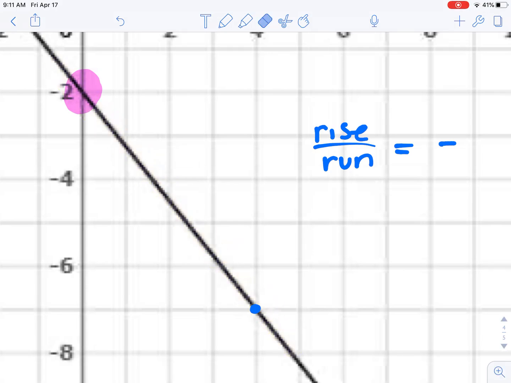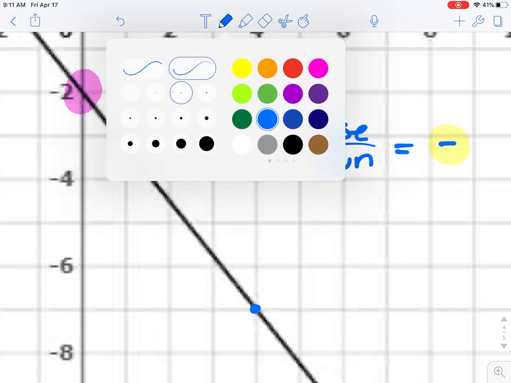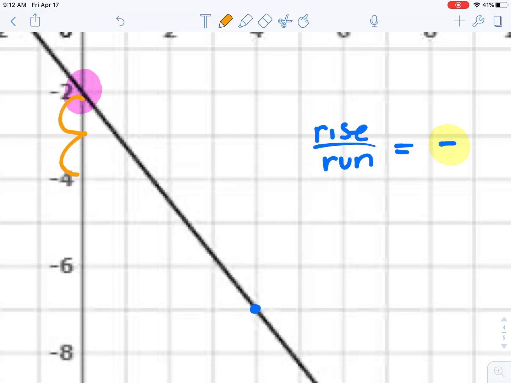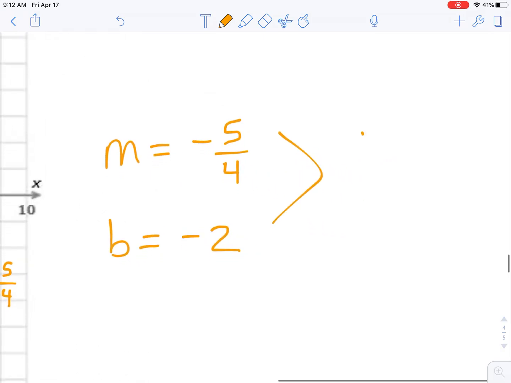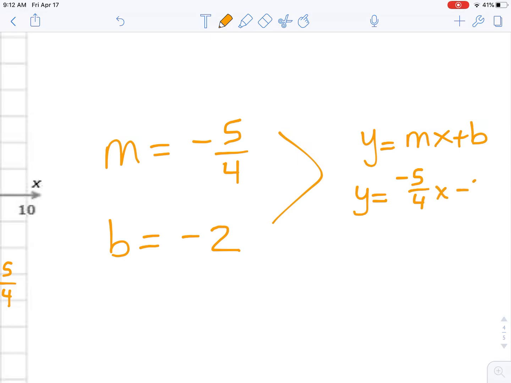Now, I didn't get any negative slope problems till I was pretty far along in the IXL, but be very careful looking for that negative slope. We went down 1, 2, 3, 4, 5, and then we go over 1, 2, 3, 4. Make sure you have that negative sign or else IXL will mark you wrong. Putting this information together into your y equals mx plus b form, this is what we call slope intercept. Our slope is -5/4 and then -2 for our y-intercept.